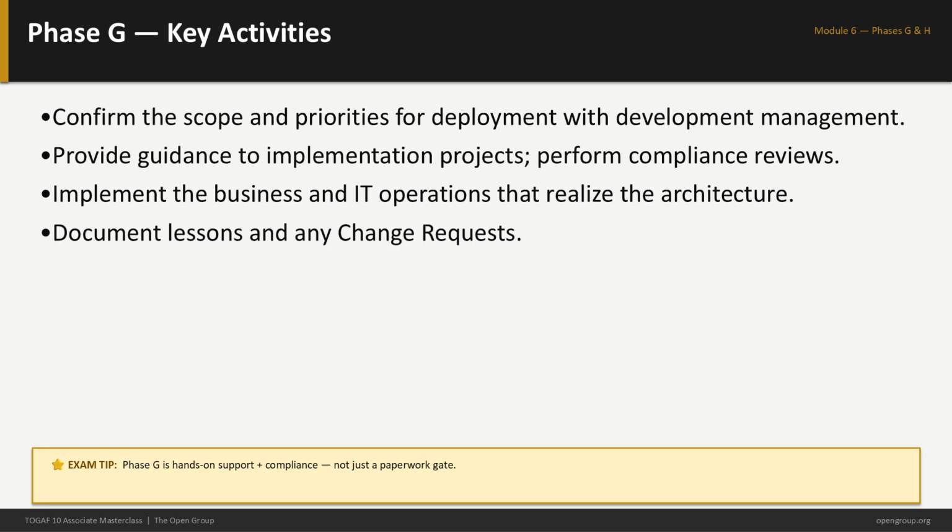What does the architecture team actually do in Phase G? They confirm the scope and priorities for deployment with development management. They provide hands-on guidance to the implementation projects and perform compliance reviews along the way. They support the implementation of the business and IT operations that realize the architecture. And they document lessons learned and any change requests that surface during delivery. The point worth stressing is that Phase G is not just a paperwork gate at the end, it's active, hands-on support combined with compliance checking, running alongside the delivery work.